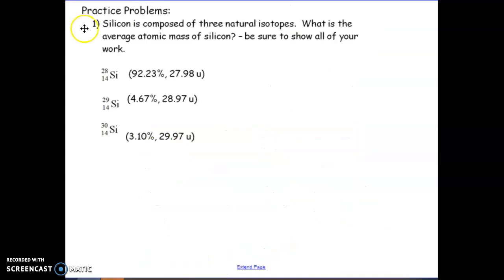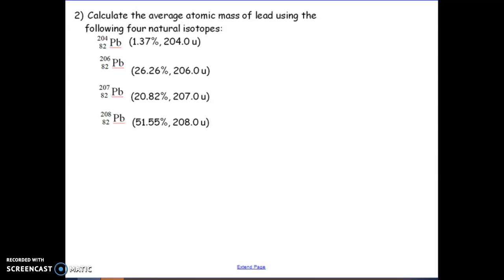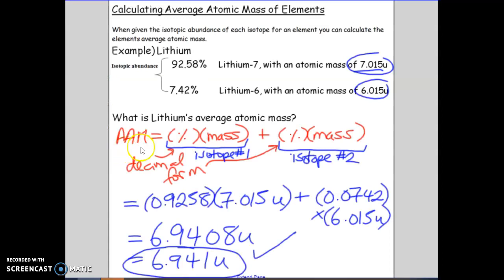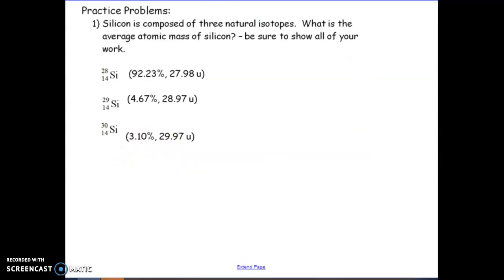Now, there are 2 practice problems. What I'd like you to do is pause the video. Silicon is composed of 3 natural isotopes. What is the average atomic mass of silicon? Please be sure to show all of your work. So you have 3 different isotopes, and I'd like you to calculate the average atomic mass like we did here with lithium. So pause the video and give this one a try.